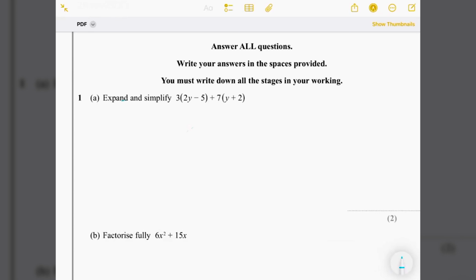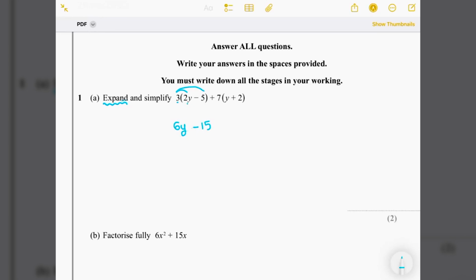So the question says to expand and simplify. They wouldn't say simplify for no reason. So just remember, there's two things that we're going to do. We're going to expand it and then we're going to simplify. Whenever you see brackets, brackets always mean multiply. So I'm going to expand it by multiplying across. So 3 times 2y is 6y. 3 times negative 5 is negative 15.